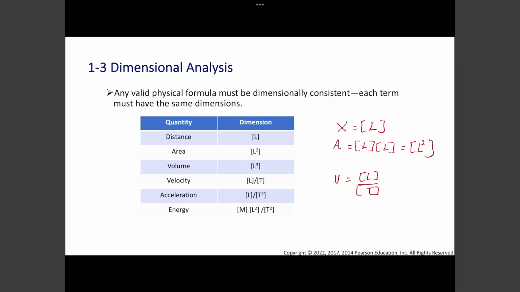And acceleration, which is the change in velocity per time, has the dimension of velocity over time. So velocity is L over T, and over time means another T. So it is L over T squared.